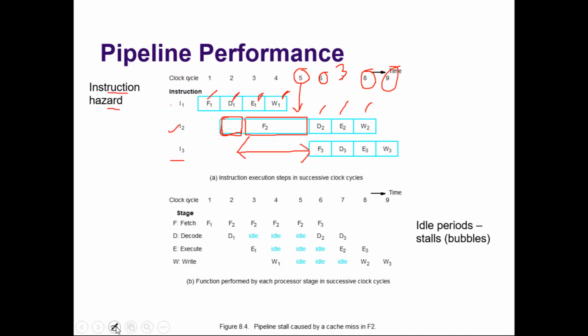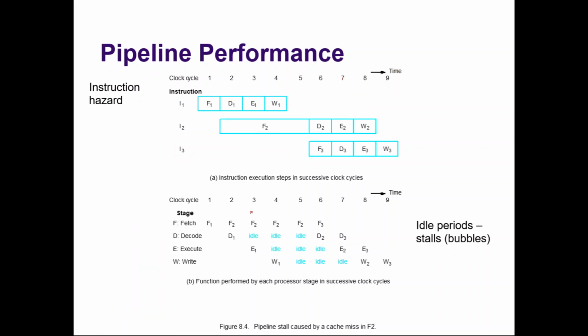So this diagram is nothing but another way of representing the pipeline. Instead of drawing the diagram like this, we can also show it like this. This is the clock cycle, this is fetch, this is decode, this is execute, this is write. During the first clock cycle, instruction 1 is fetched. During the second clock cycle, instruction 2 is fetched, but instruction 2 is getting fetched from the second clock cycle to the fifth clock cycle. Here you can see F2, F2, F2, F2, and instruction 3 is fetched during the sixth clock cycle. Are you getting?